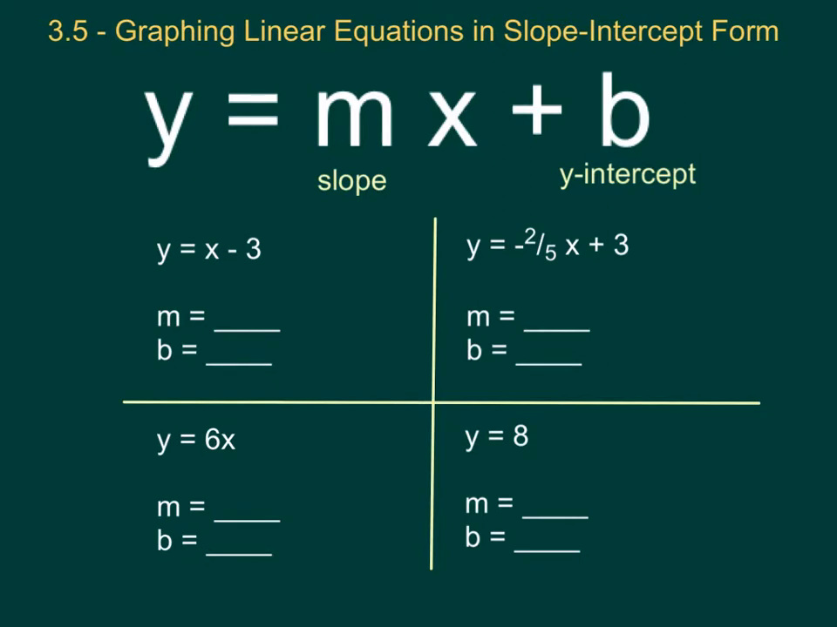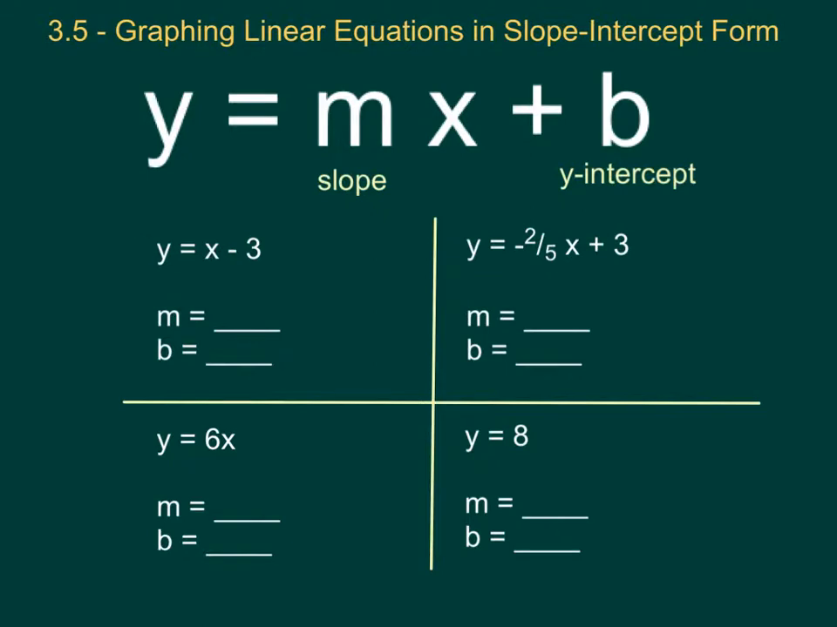Section 3.5, Graphing Linear Equations in Slope-Intercept form. Slope-intercept form is probably a form of a line that you're familiar with. It's this equation right here, y equals mx plus b. It's not cleverly named. Slope-intercept form gets its name from the fact that m represents slope and b represents the y-intercept, hence slope-intercept form. Basically, it's y by itself equals a number times x plus another number. That's the general slope-intercept form.